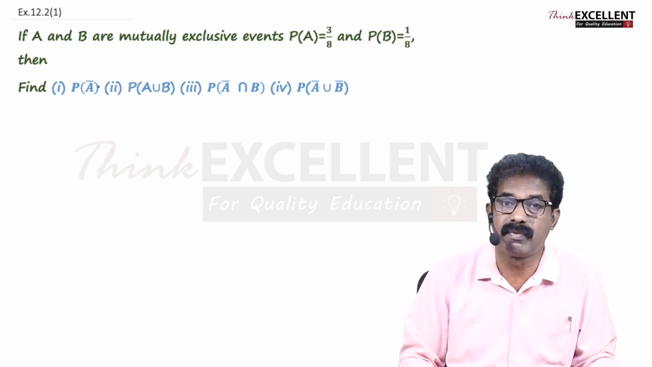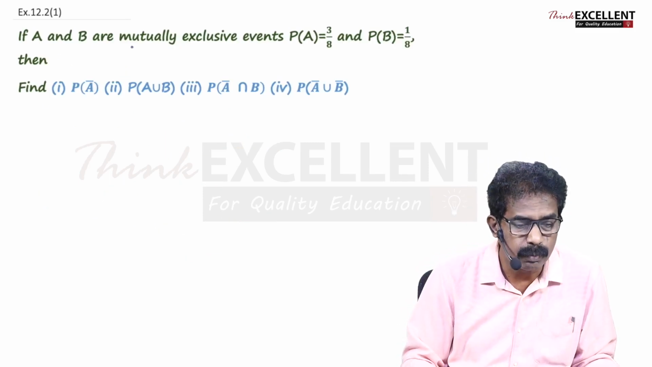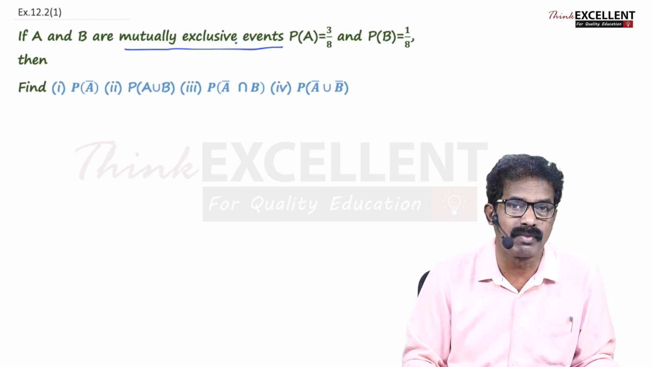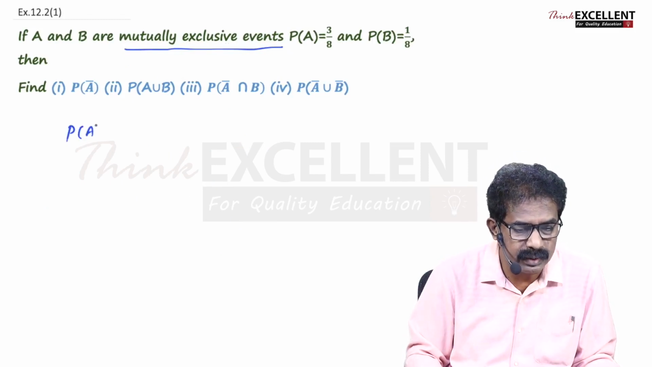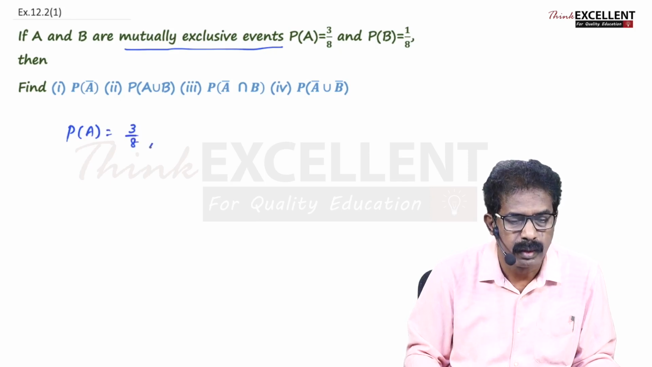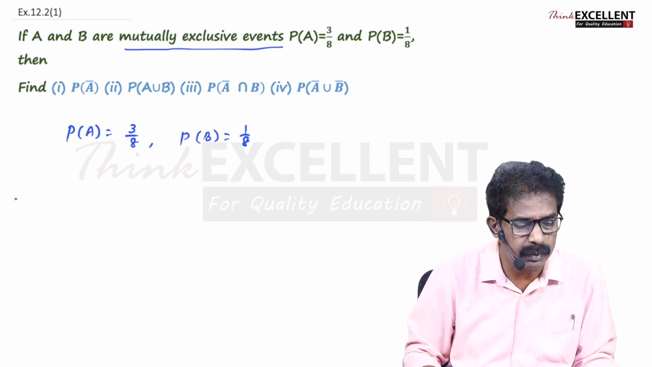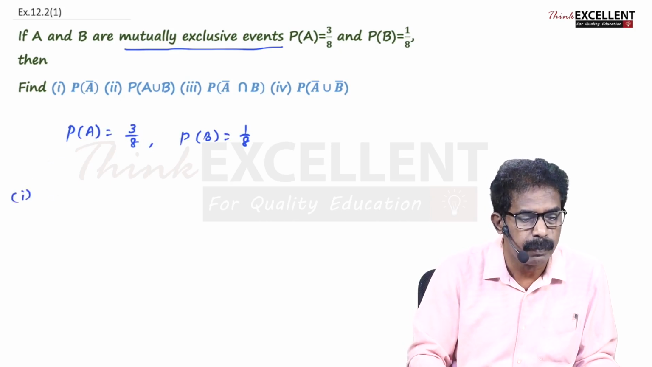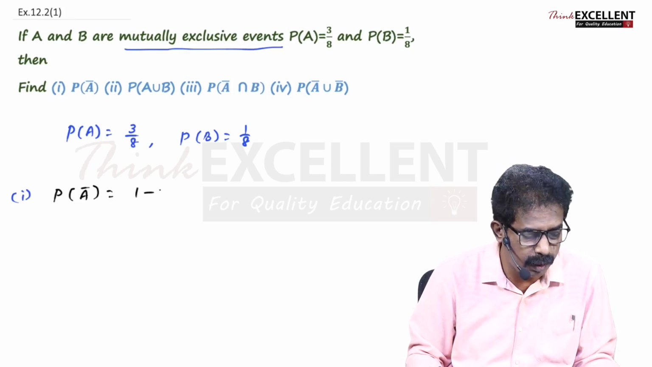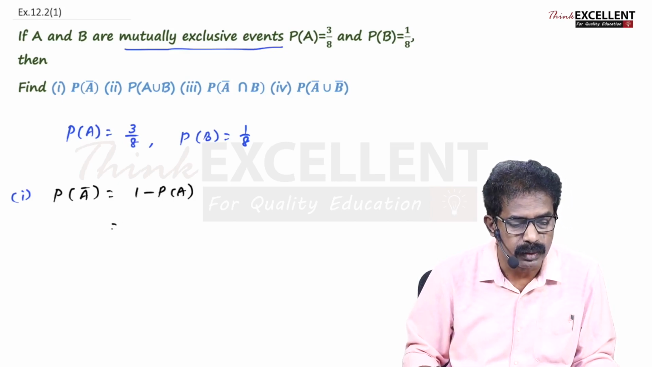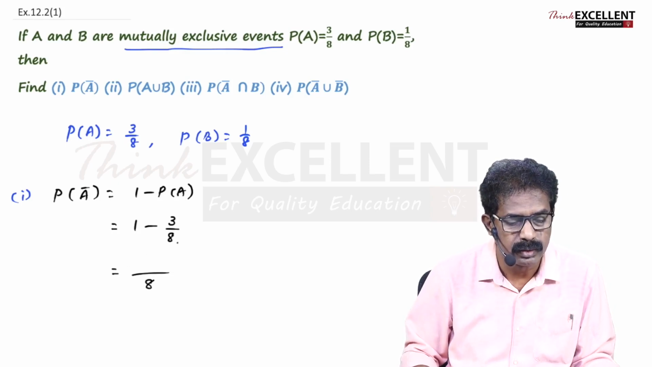Okay, now let's see the first question. A and B are mutually exclusive. So read the question very carefully. P of A is given as 3 by 8, and P of B is equal to 1 by 8. The first subdivision asks to find P of A bar. Very simple one, right? P of A bar is equal to 1 minus P of A. So that is 1 minus 3 by 8. 8 is the LCM. So 8 minus 3, it is 5 by 8, right?